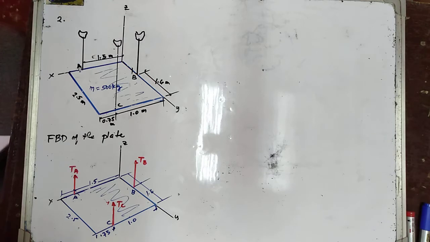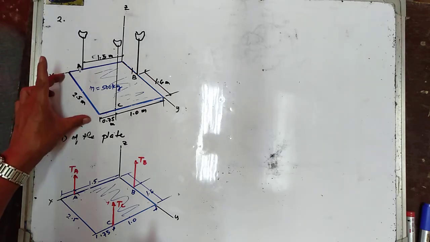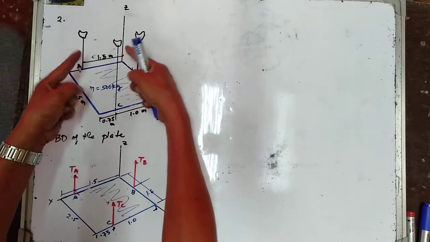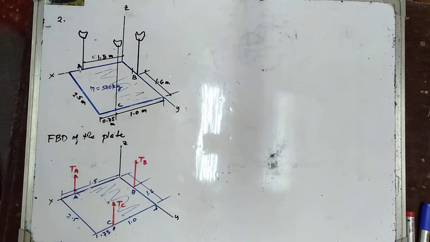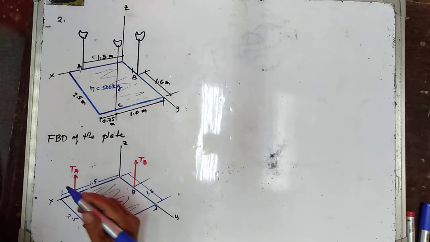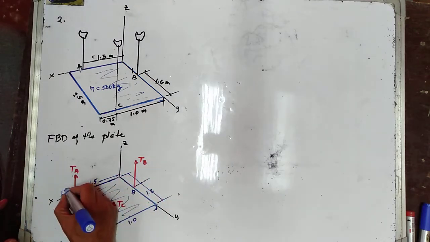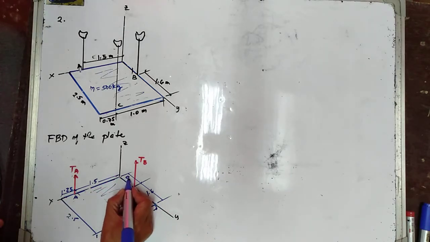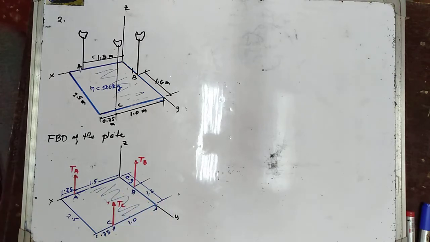So first, let's try to draw the free body diagram of the plate. Before this is 2.5, this is 1.75 and 1. This one in here is 1.5, and that one is 1.6. So if this is 1.75, that is 1.5, hence this is equal to 0.25. This is 2.5, and then we have 1.6. This is therefore equal to 0.9 meters.